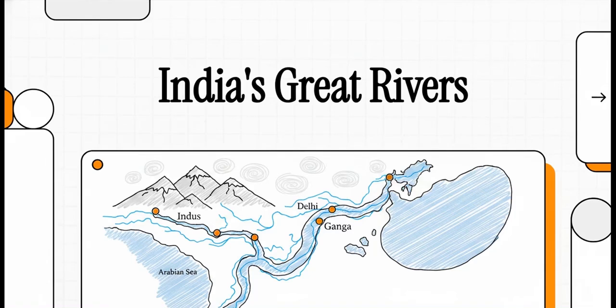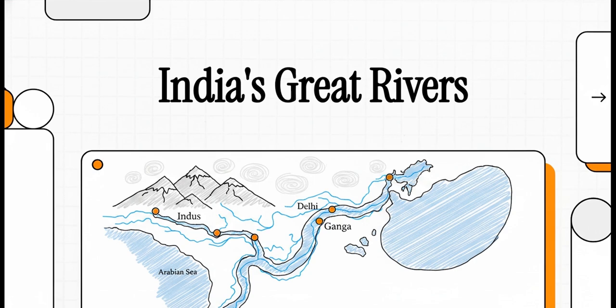All right, today we're going on a grand journey, tracing two rivers that are so much more than just water. They're basically the arteries of the entire subcontinent, the Indus and the Ganga. And look, if you're preparing for the UPSC prelims, knowing their journey from the glacier all the way to the sea, well, it's an absolute must.